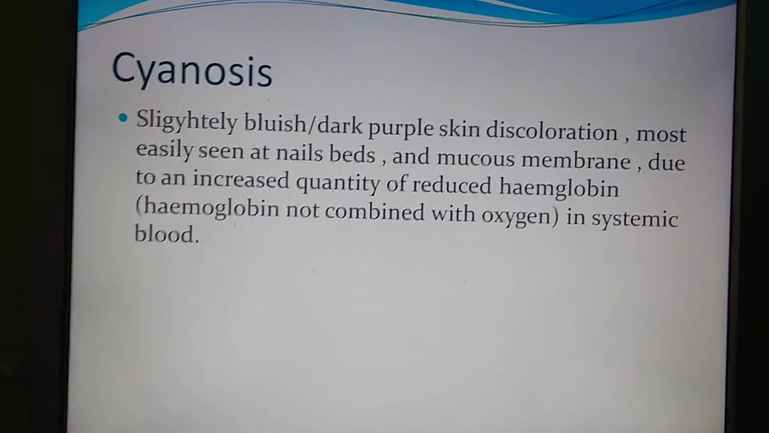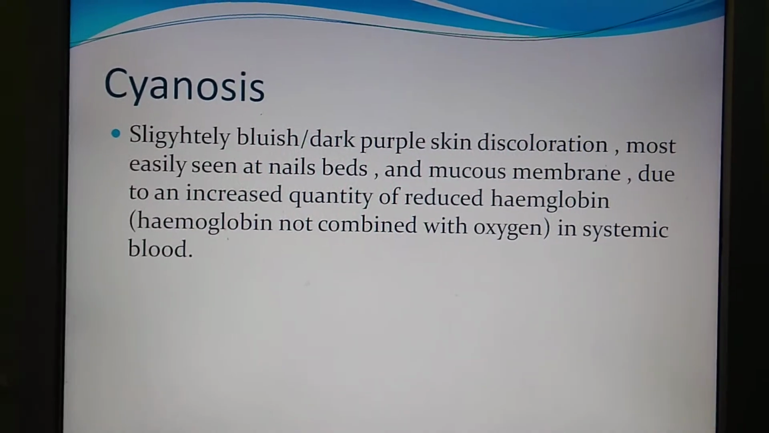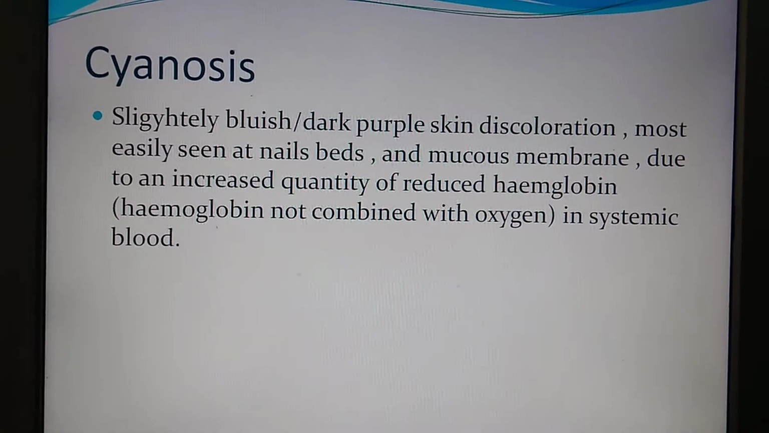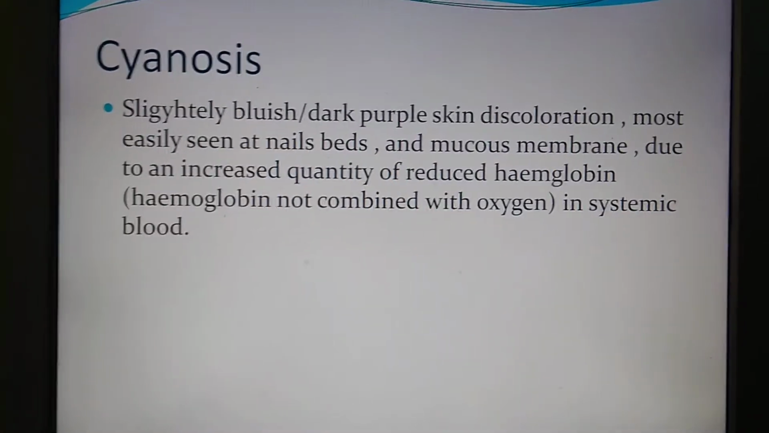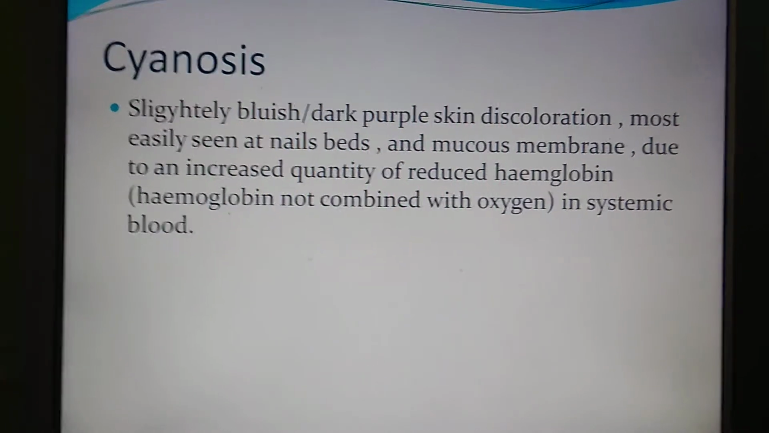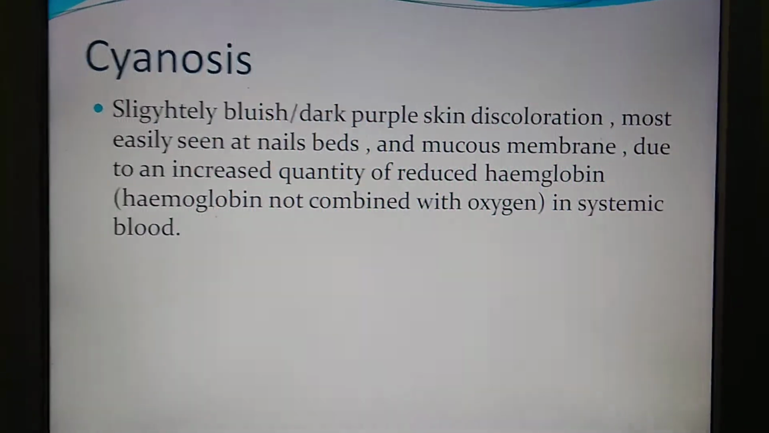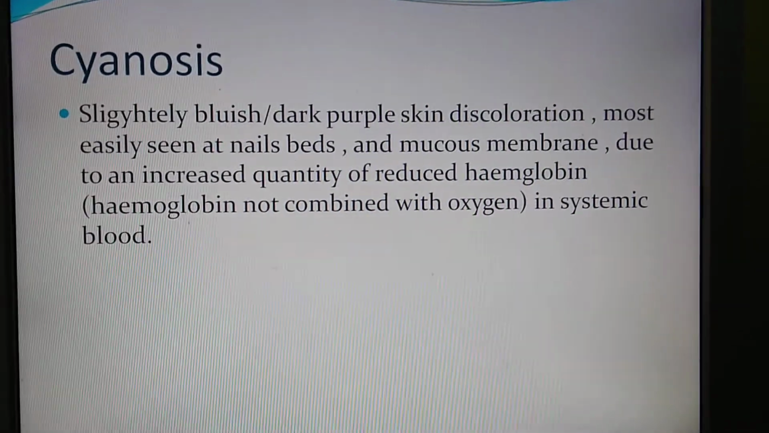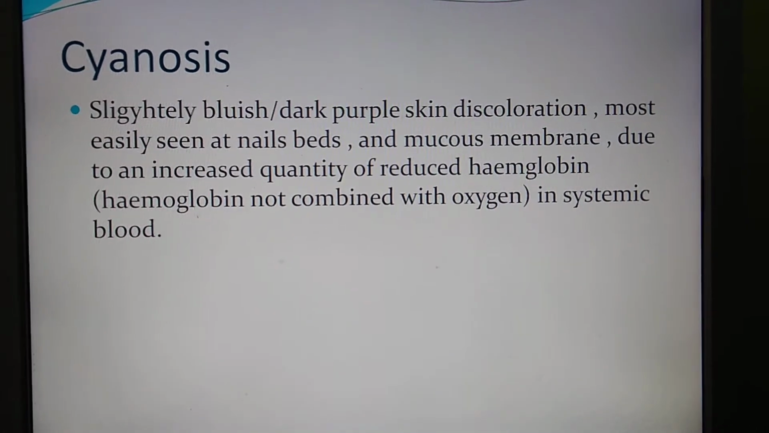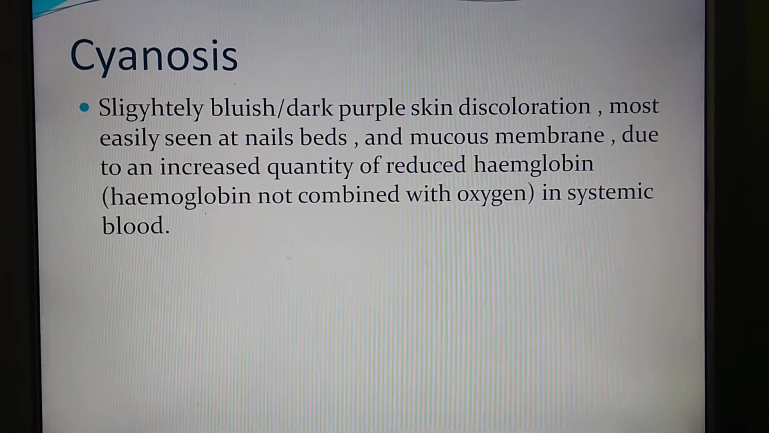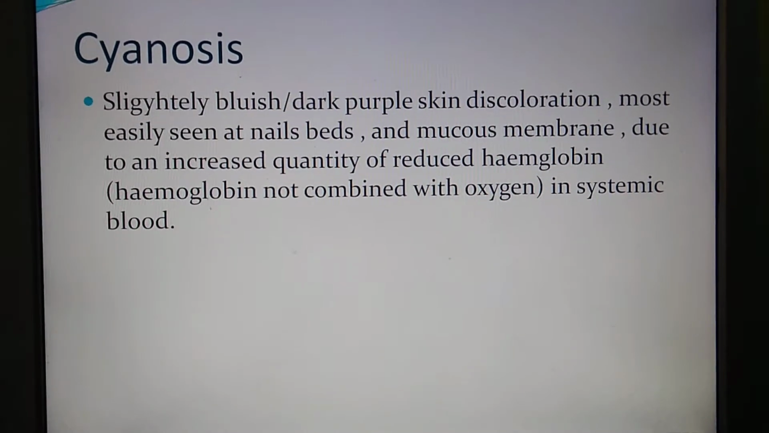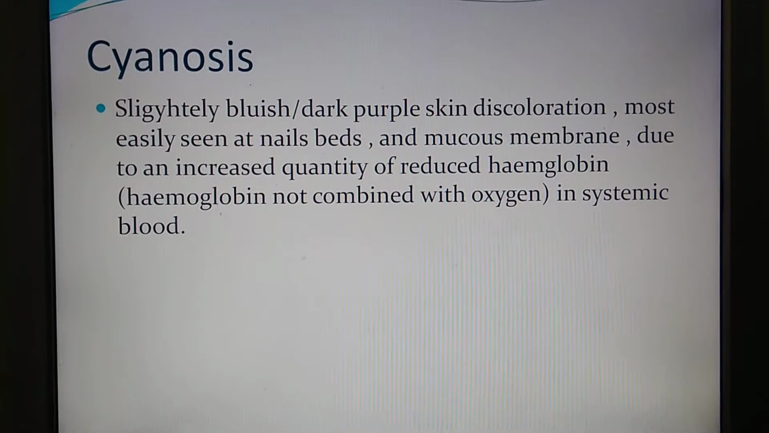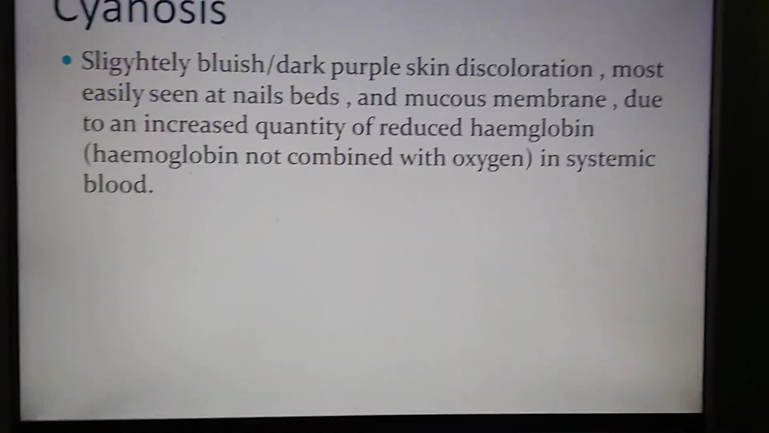Then cyanosis, development of a bluish color in the skin. Actually, a bluish color is not normally present in the skin because skin blood vessels have a sufficient amount of hemoglobin. But if the hemoglobin does not have oxygen, and more carbon dioxide is there, then cyanosis develops. It is a slightly bluish dark purple skin discoloration, most easily seen at nail beds and mucous membranes, due to an increased quantity of reduced hemoglobin, hemoglobin not combined with oxygen in systemic blood.